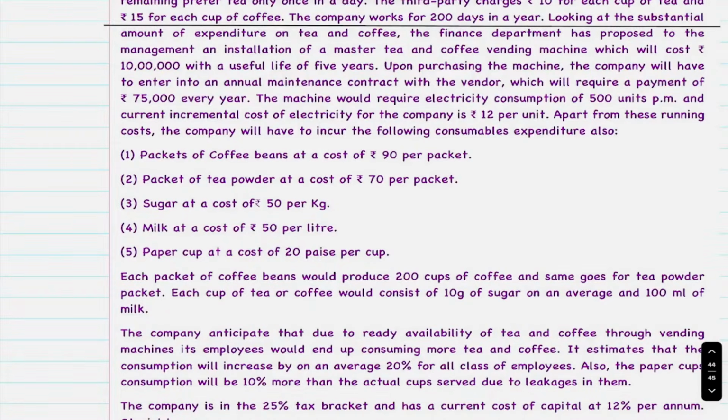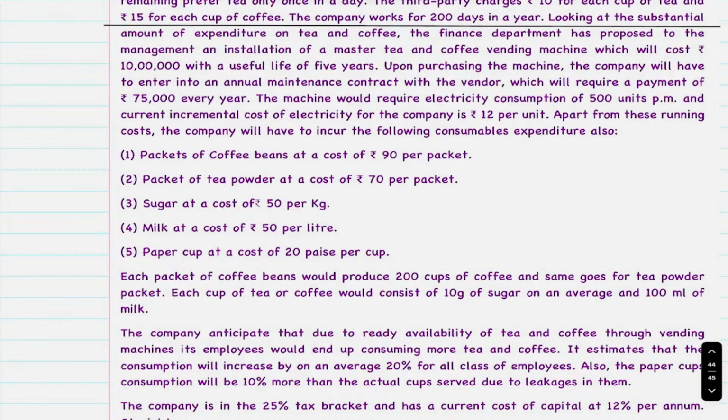See, amount of expenditure on tea and coffee, the finance department has proposed to management the installation of a master tea and coffee vending machine, which will cost 10 lakh. Upon purchasing the machine, the company will have to enter into an annual maintenance contract with the vendor, which will require a payment of 75,000 per annum.